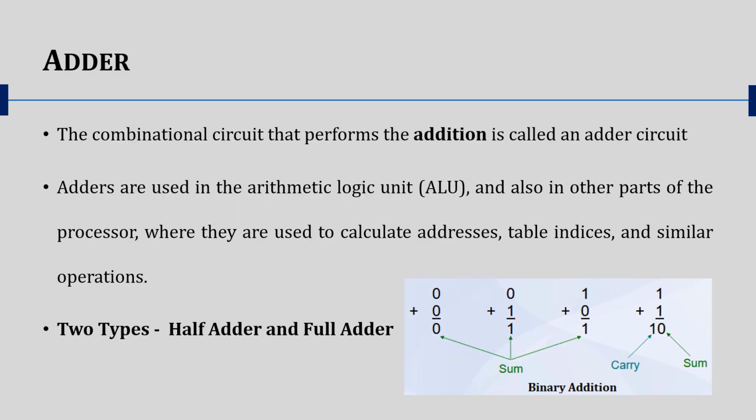In this video, we are going to discuss the adder circuit. The combinational circuit that performs the addition operation is called an adder circuit. These adders are used in the ALU and also in other parts of the processor where they are used to calculate the addresses, table indices and similar operations. And we have two types of adders, half adder and full adder.